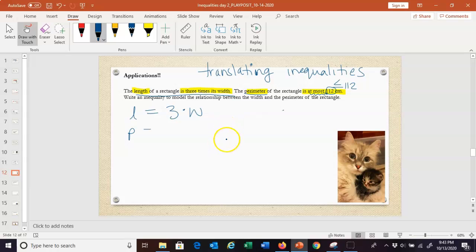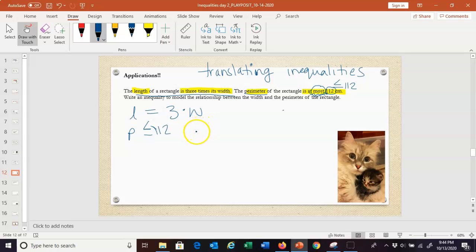This can be a little confusing for people because you see the word "most" and you think it should be more, I should have greater than. But we need to think about what that means. It can be at most 112, which means it cannot be more. So we're going to have less than or equal to 112.